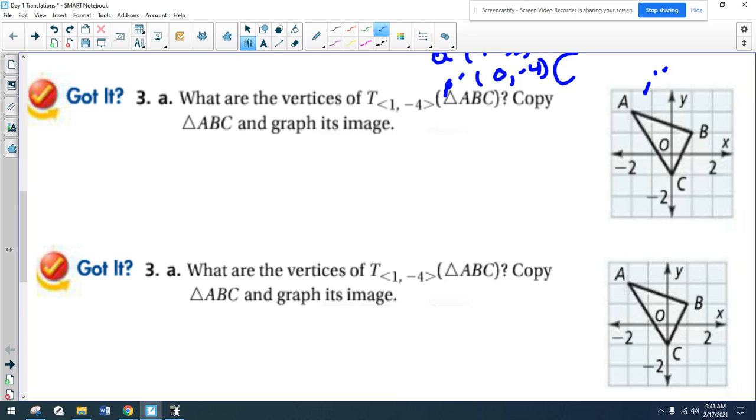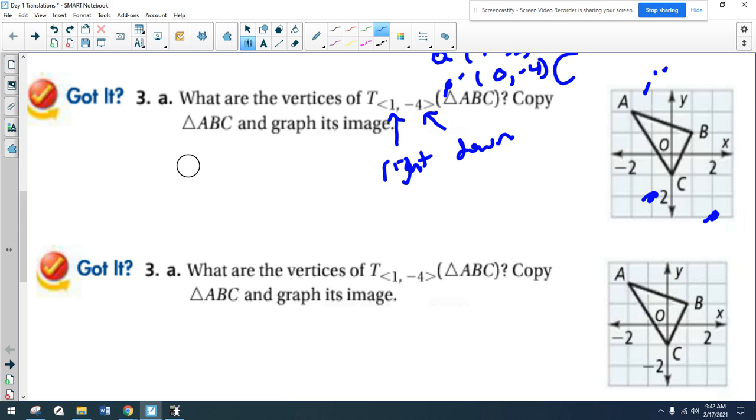So with this, we need to figure out what these mean. This means we're going to go to the right one, and this means we're going to be going down 4. So every single dot is going to go right 1 and down 4. So A is right 1 and down 1, 2, 3, 4. Okay. B is right 1 and down 1, 2, 3, 4. Okay, so that means they want the vertices.